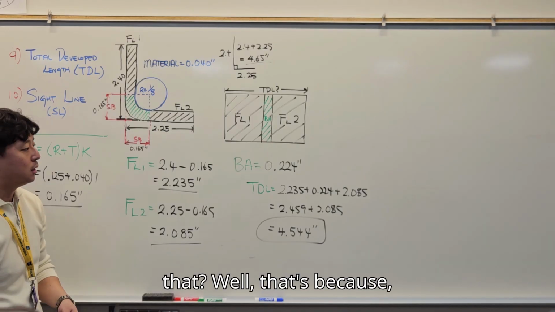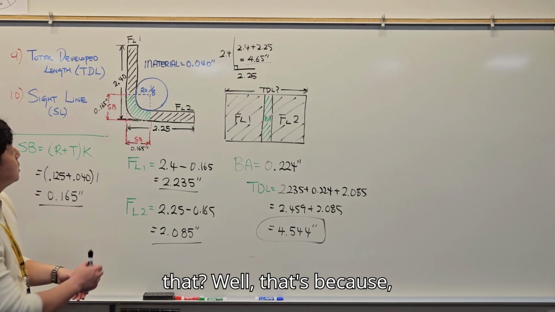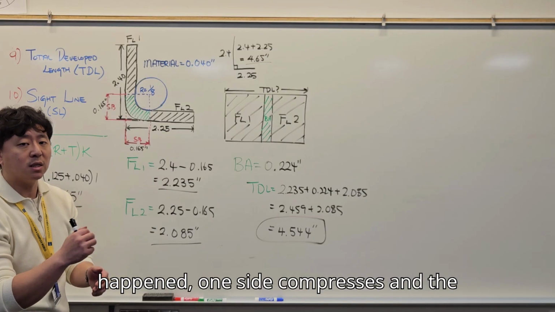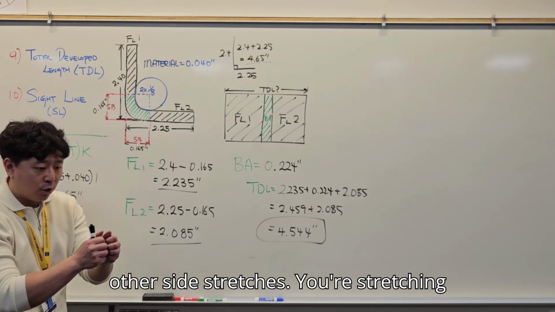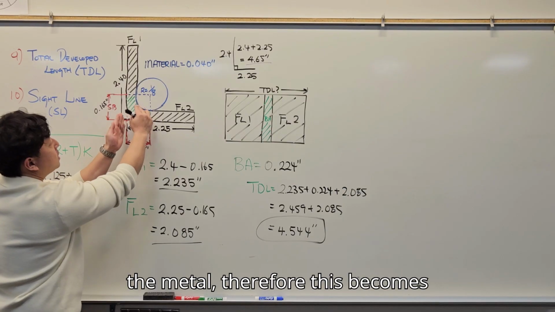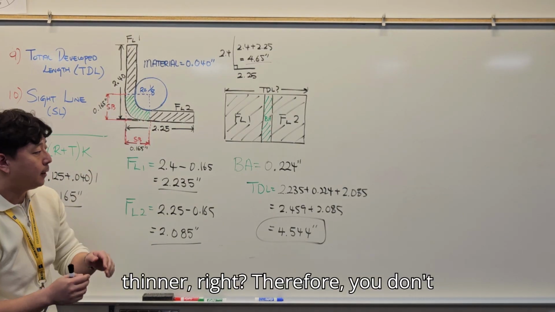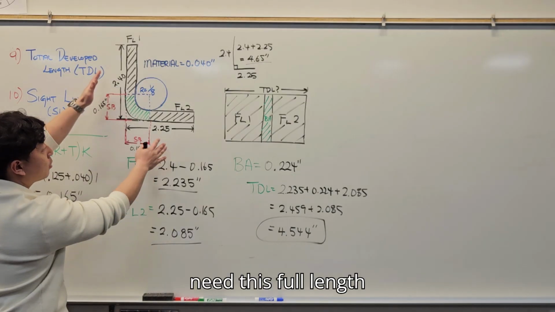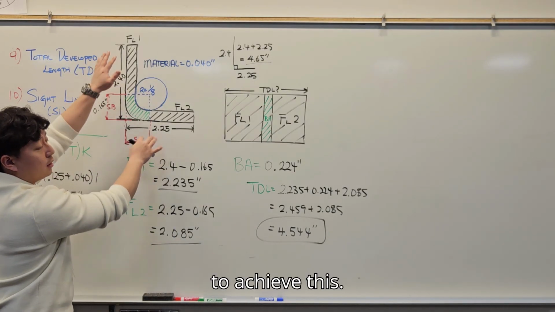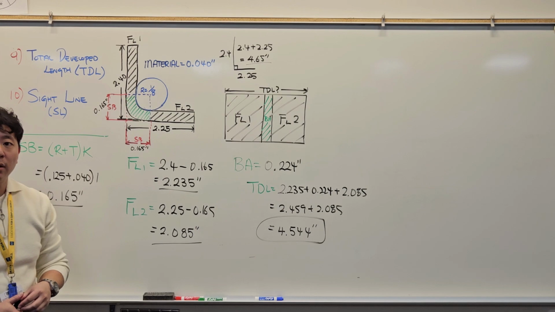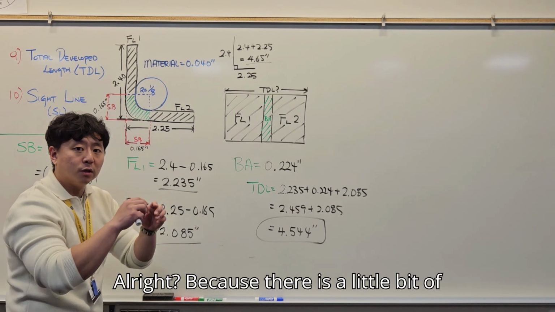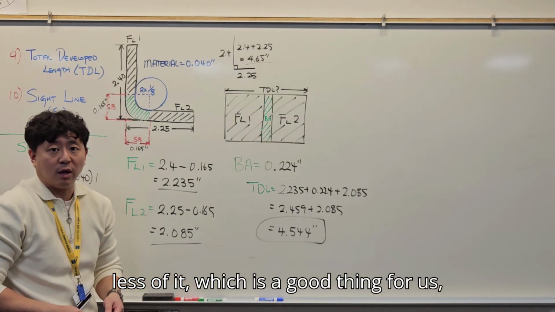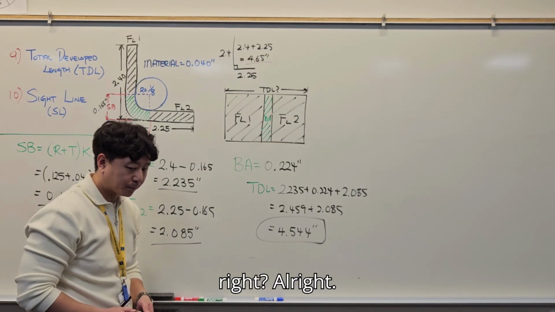Why is that? Well, if you remember, where the bend happened, one side compresses and the other side stretches. You're stretching the metal, therefore this becomes thinner, right? Therefore, you don't need this full length to achieve this. Because there is a little bit of stretch in the metal, you actually need less of it, which is a good thing for us, right?